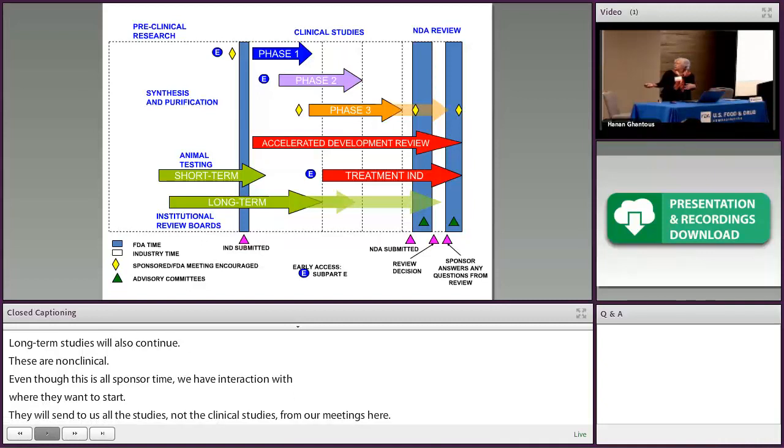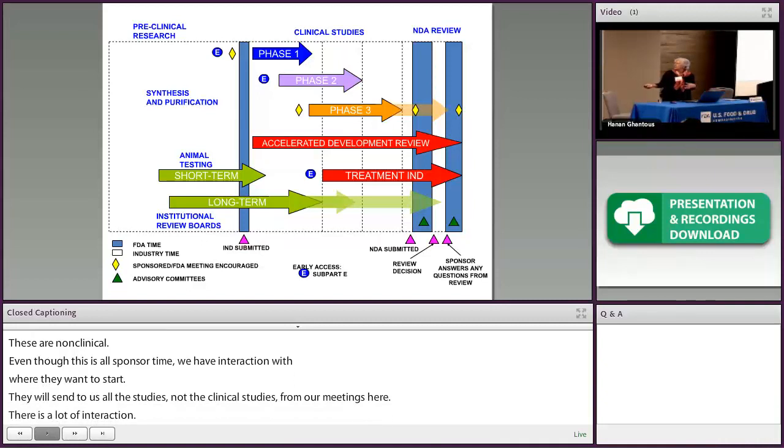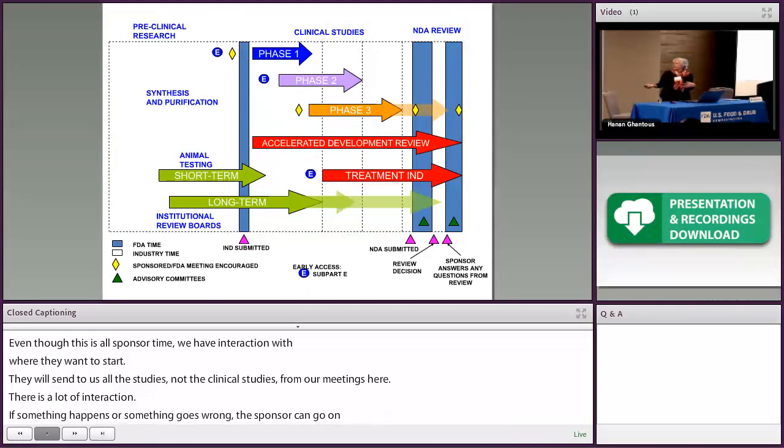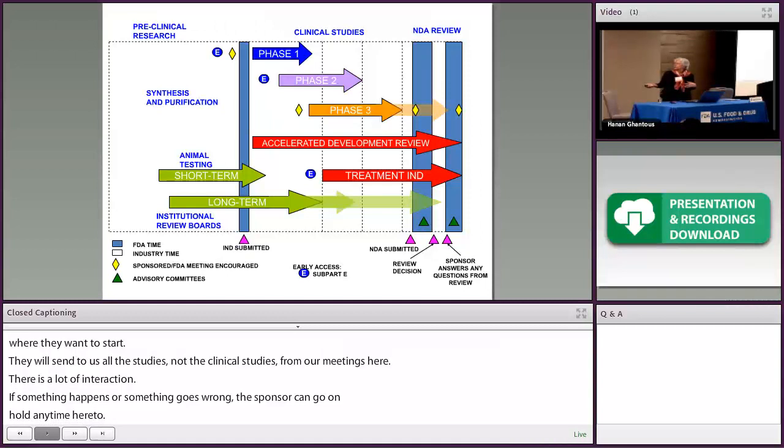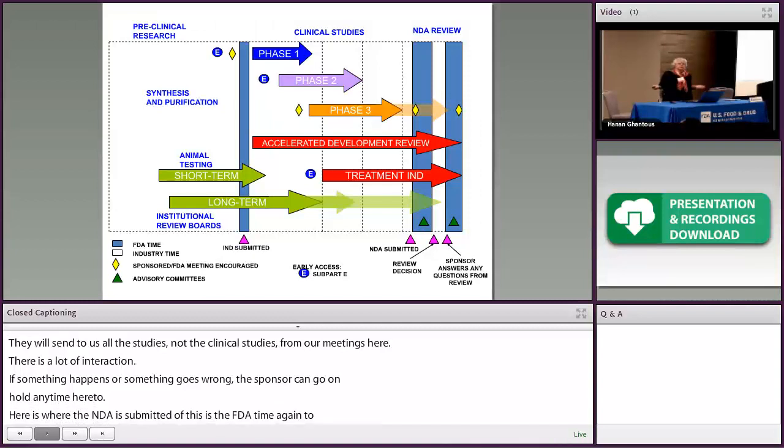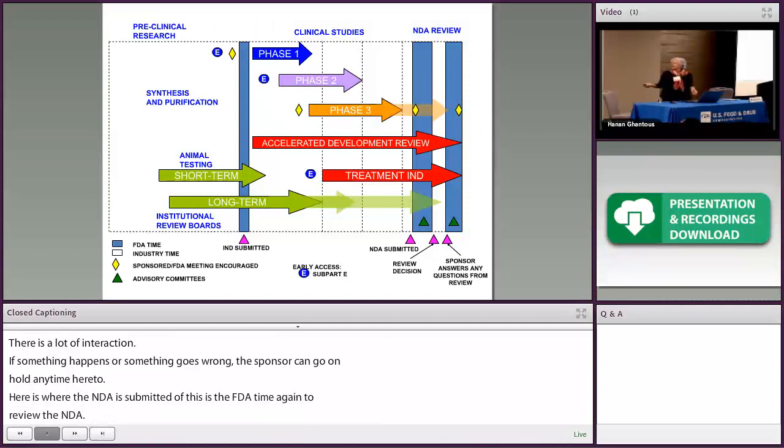So when everything is done, then here the NDA is submitted, and this is our FDA time, again, to review the NDA. There might be an advisory committee here. If everything is okay, the drug will be approved. If not, we might go back to the sponsor to do some more work and it comes back again, and so on.